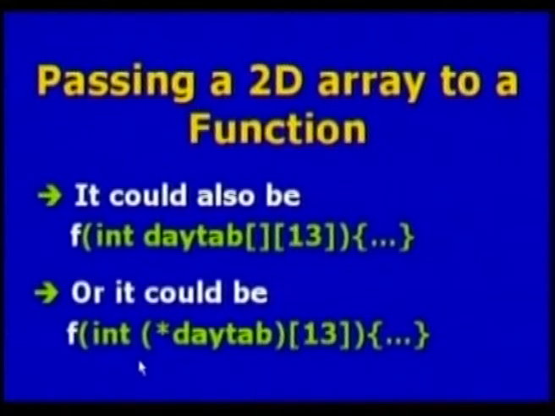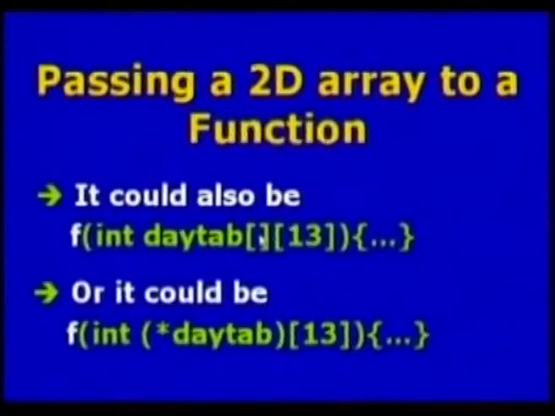Or I can say something like integer, parenthesis, asterisk, daytab. And this star means a pointer. And then square bracket 13. So basically what I'm doing in here, I'm passing pointers to 13 entries each. So saying this, or the previous one where I explicitly said 2 and 13, they all mean the same.